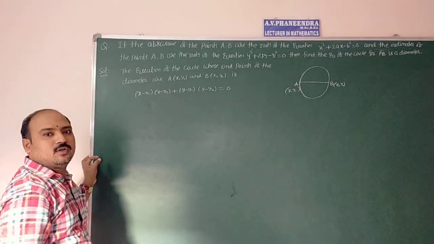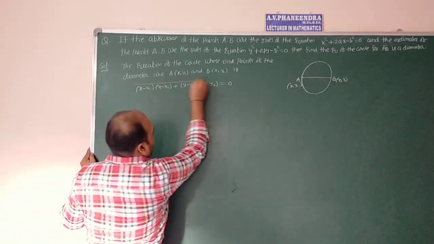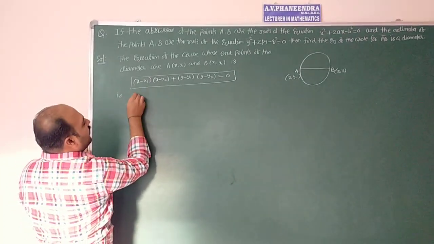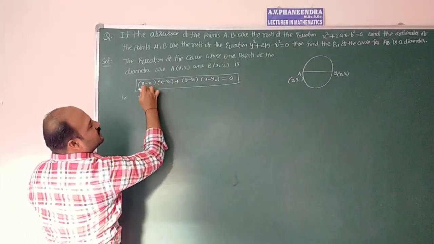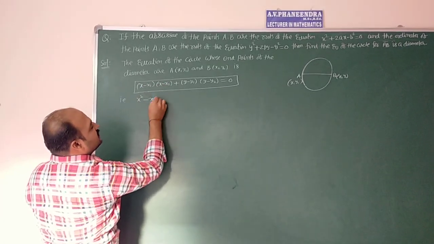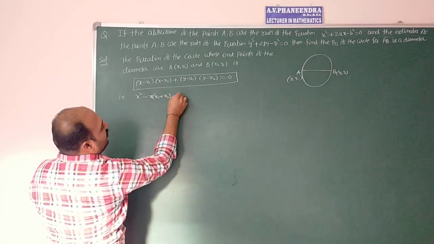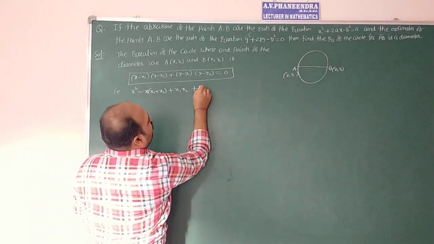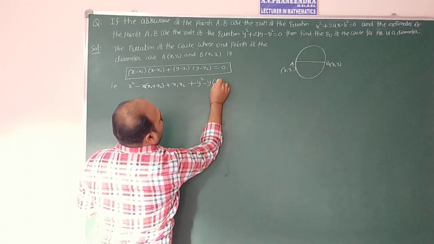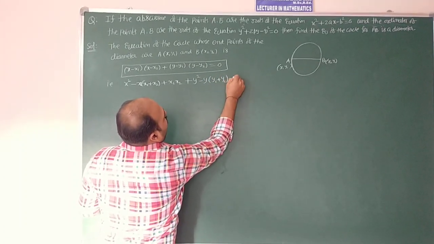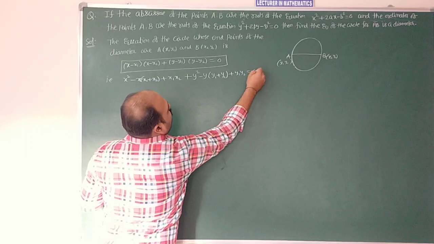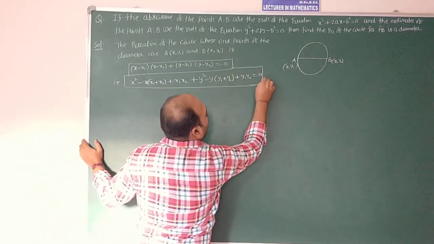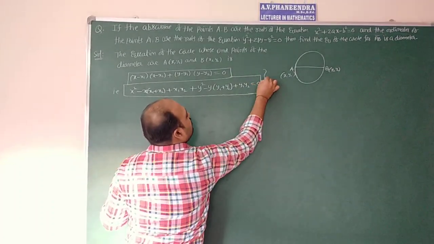This equation we may write, if you simplify, as x squared minus x times (x1 plus x2) plus x1 x2. Similarly for the y terms: y squared minus y times (y1 plus y2) plus y1 y2 is equal to 0. Both the equations are the same, but according to our convenience we are writing it that way.